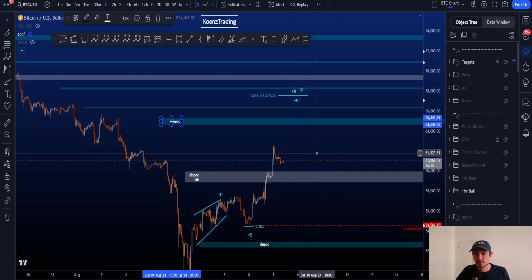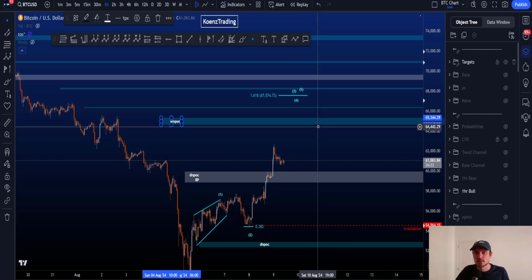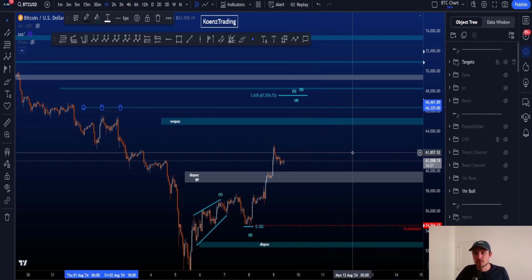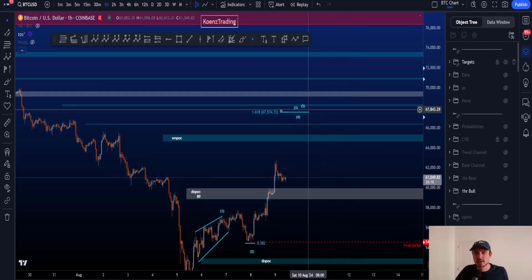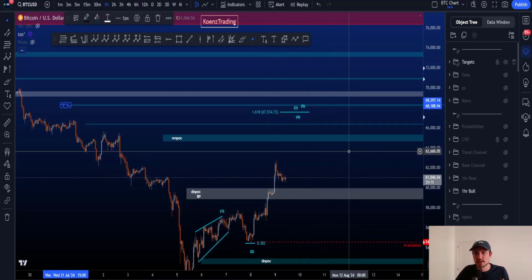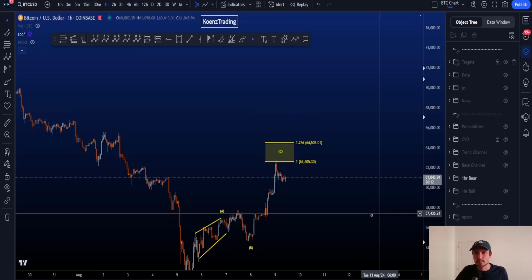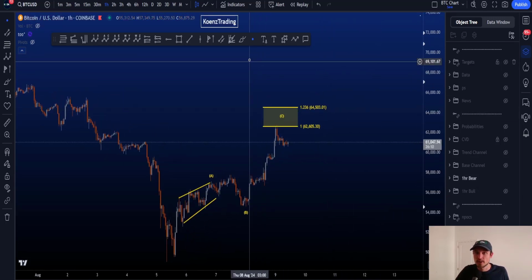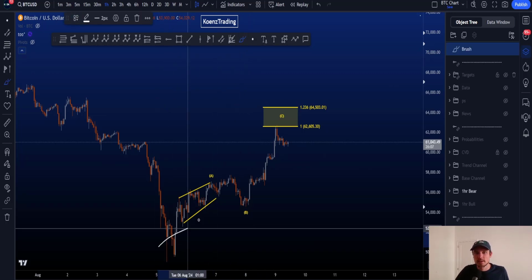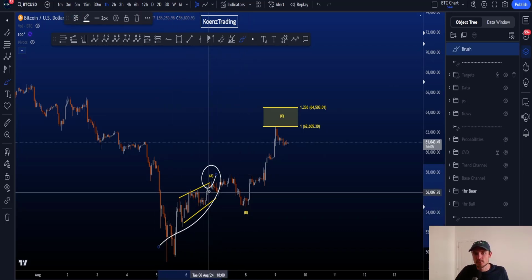But then we have the more important areas to the upside. Blue box here, 64.6, 65.3k, then 66.3 to 66.5k, and then finally just above the 1.618, 68.1 to 68.4k.